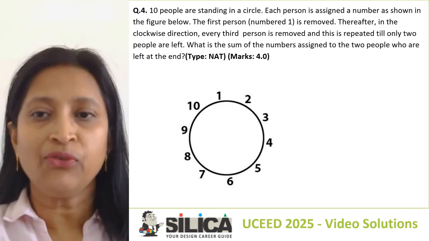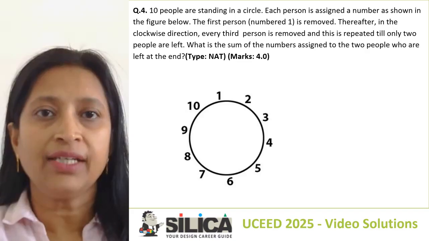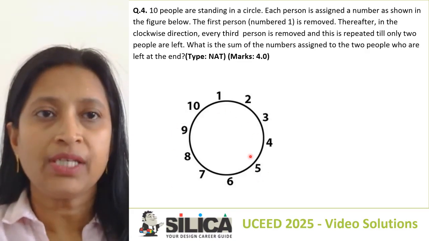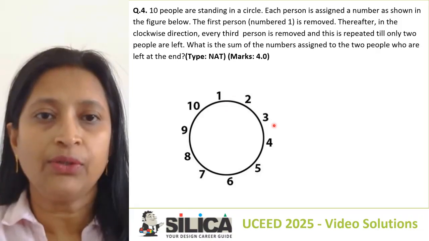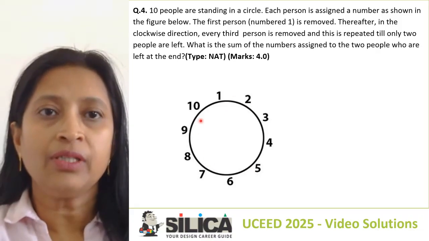So in this question number 4 of UC 2025, they're saying that 10 people are standing in a circle. So this is the circle. Each person is assigned a number, as we can see 1, 2, 3, 4 to 10, as shown in the figure below. The first person, number 1, is removed.